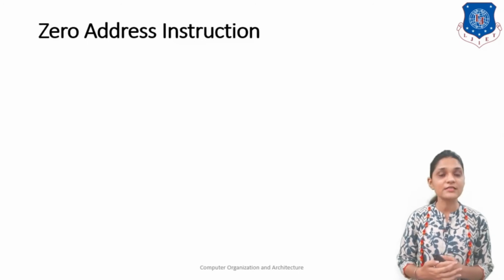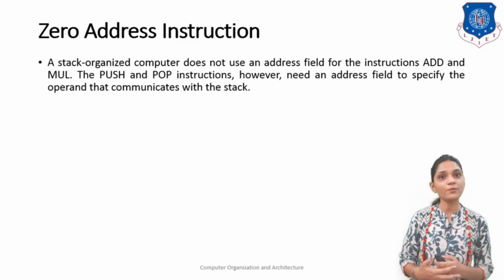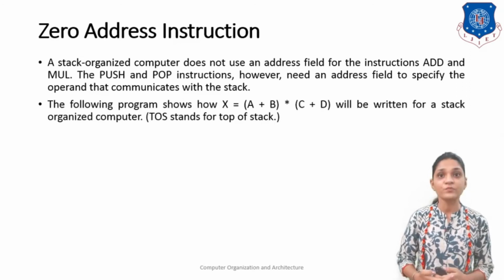Next we will see the zero address instruction. A stack organized computer doesn't use the address field for the instructions ADD and MUL. The PUSH and POP instructions, however, need an address field to specify the operand that communicates with the stack. So our MUL and ADD instructions will not have any address field. Following the program, let me see X equals (A plus B) into (C plus D). How can we write it for the stack organized computer?